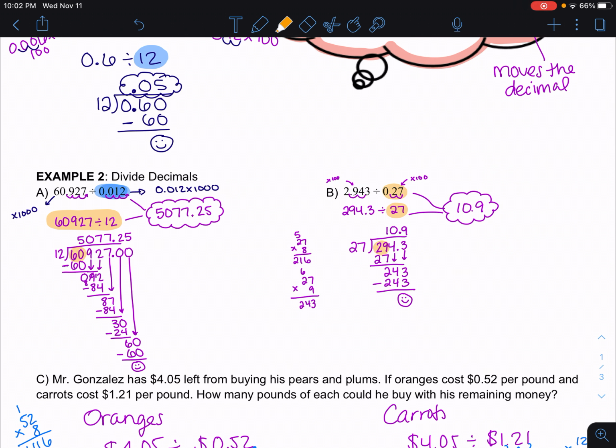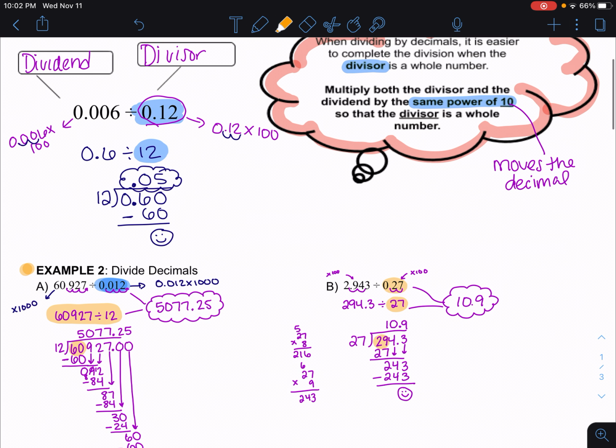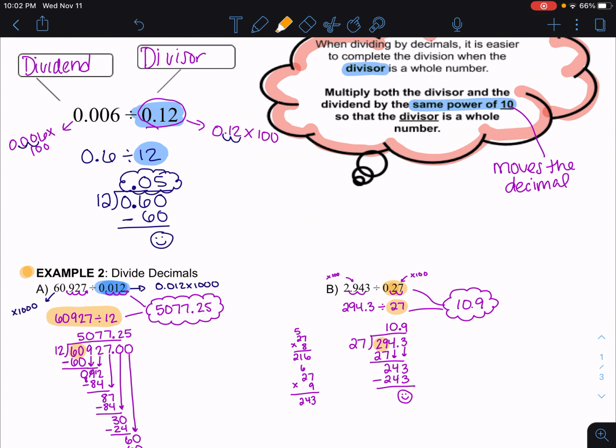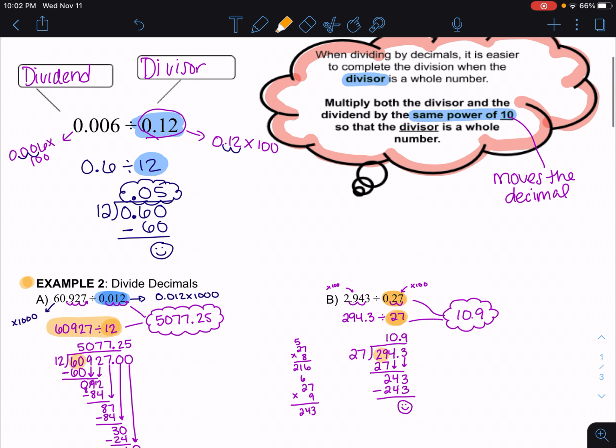So I have an example of where you had to move it twice. This example A down here, for example 2, you had to move it 3 times, and then in part B, you had to move it twice again. And again, you're trying to get this second value to be your whole number. So multiply both the divisor and the dividend by the same power of 10. So the divisor is the whole number.